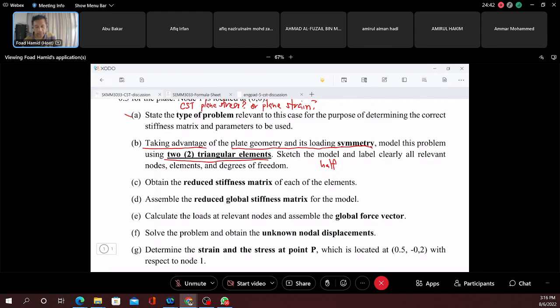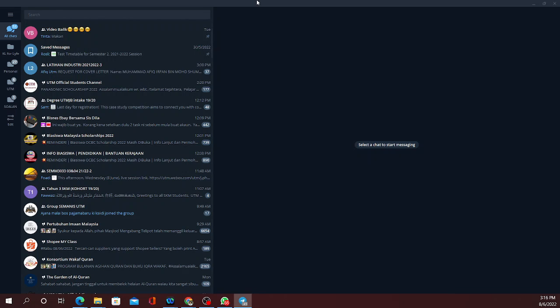Obtain the reduced stiffness matrix. Normally we reduce it during our assembly, but in this case, because it is CST, it has 2 degrees of freedom per node, and CST has 3 nodes per element, so we have a 6 by 6 element stiffness matrix.